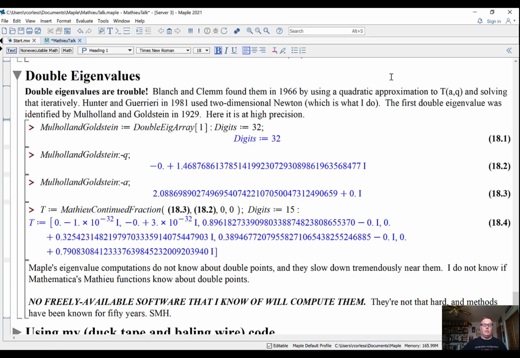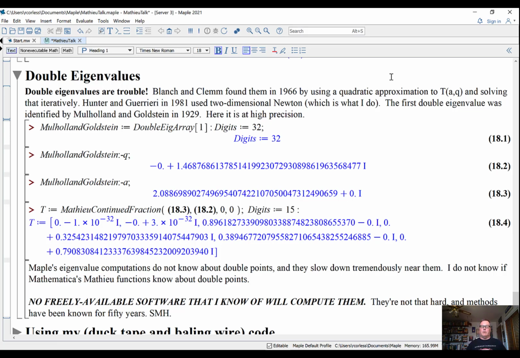Mulholland and Goldstein were the first ones to find any double eigenvalue in the Mathieu equation, and I'll give you the values of the points. In equation 18.2, we have the value of q being 1.4687... times the square root of minus 1. So a purely imaginary q has an eigenvalue a of about 2.0886, and not only t, but the derivative of t with respect to a is 0 at that point. We have a double eigenvalue.